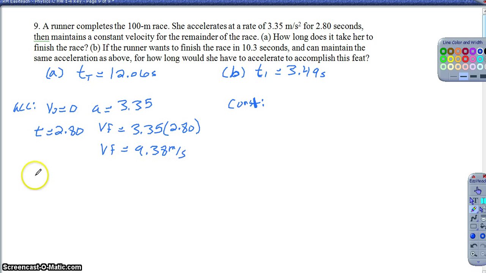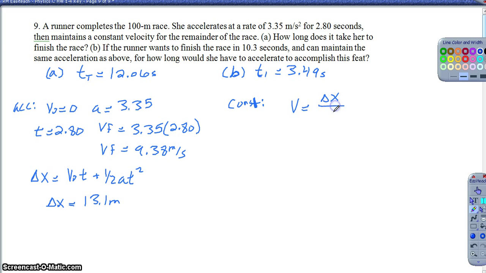And then I also need to figure out how far she goes while she's accelerating, so I know how much of the 100 meters she ran while she was accelerating, and how much she ran at the constant velocity. So again, I use v sub 0 t plus 1/2 a t squared. I know the 1/2, I have the acceleration and the time, so I just plug those numbers in: my 3.35, my 2.8 squared. And I get that to be about 13.1. So she accelerated for 13.1 of the 100 meters.